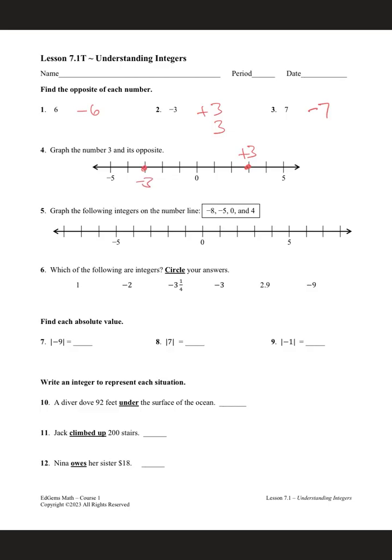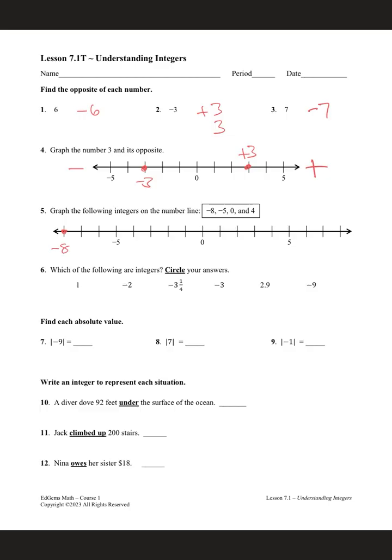Okay, let's talk about this number line real quick. So the farther I go to the right, that's in a positive direction. If I go to the left, that's in a negative direction. Okay, so here we go with number 5. On number 5, it says graph the following integers on the number line. So the first number they ask us is -8. So from 0, I'm going to go 8 spots to the left, which is right here.